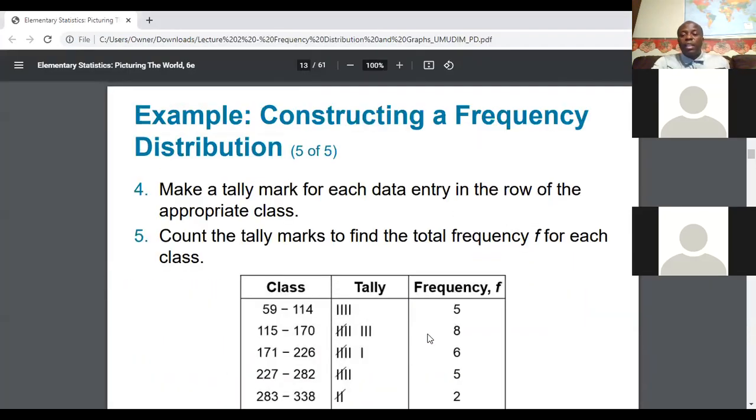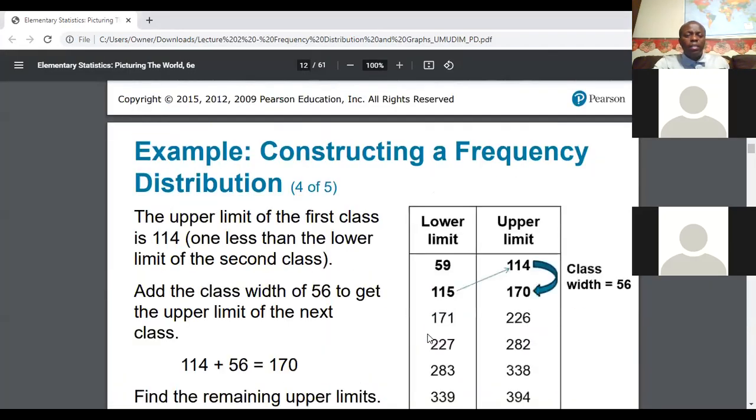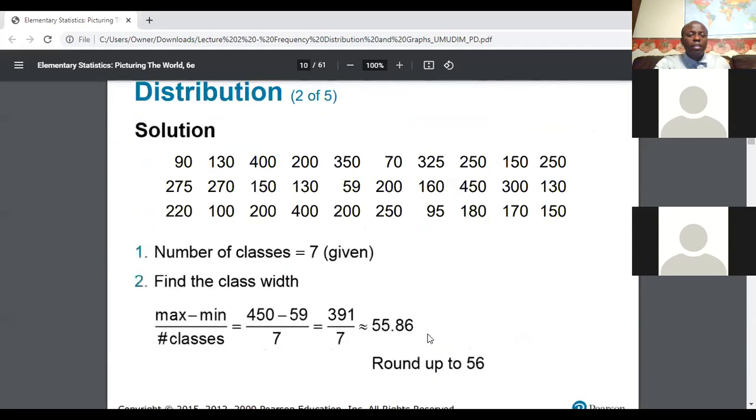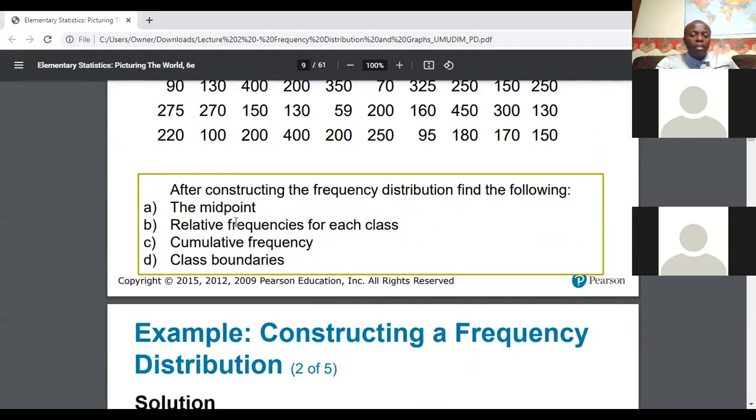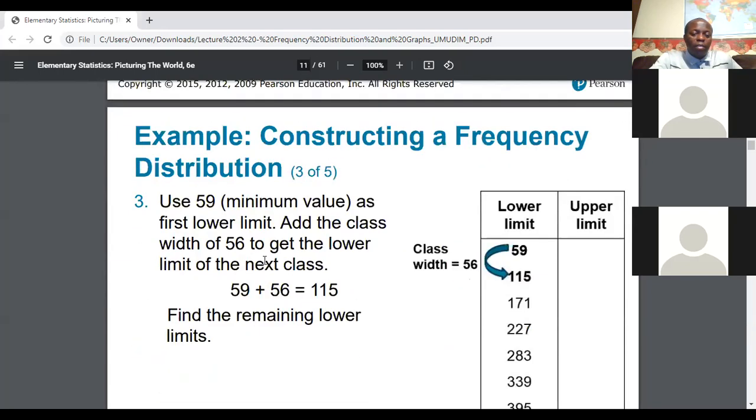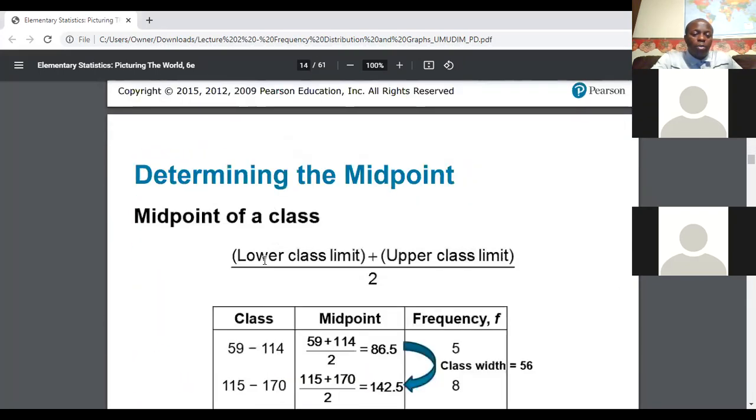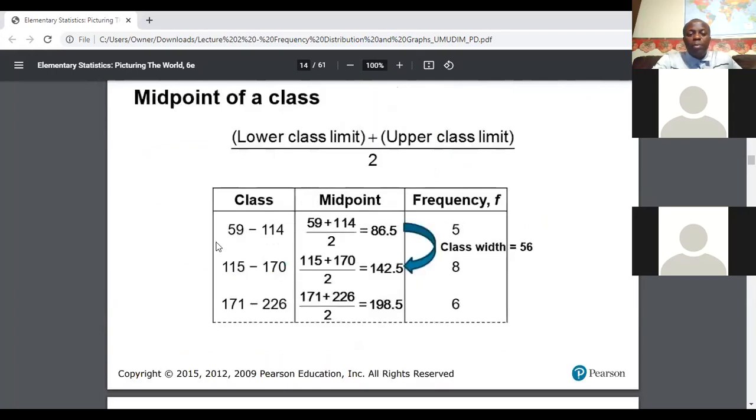Now, we have answered the first part. The second part says to find the midpoint, relative frequency for each class, cumulative frequency, and class boundaries. So for the midpoint, I can show you where you can find it. Midpoint means lower class limit plus upper class limit divided by 2. I mean, 59 plus 114 divided by 2.